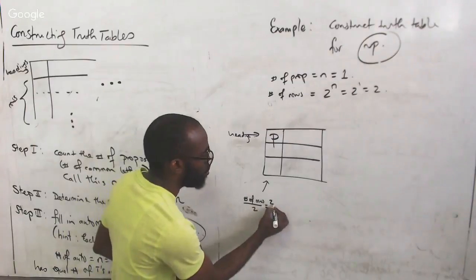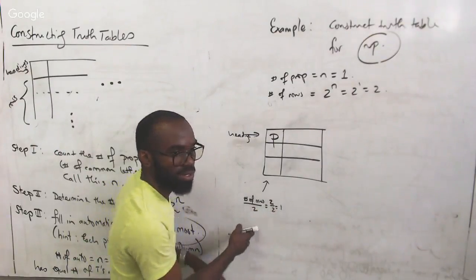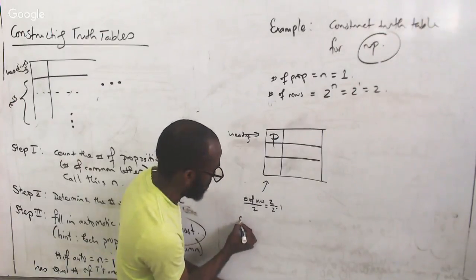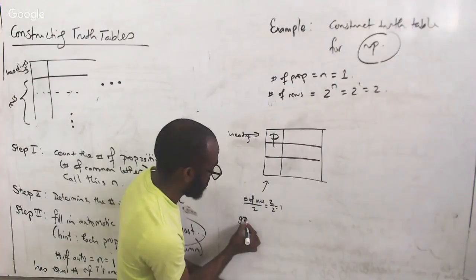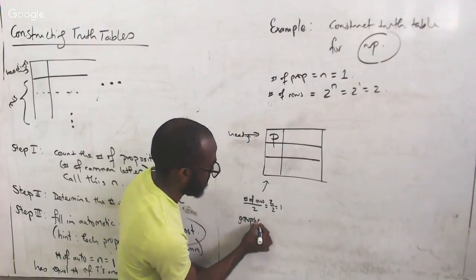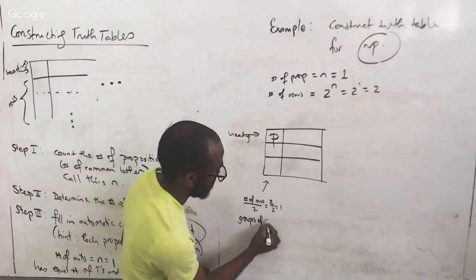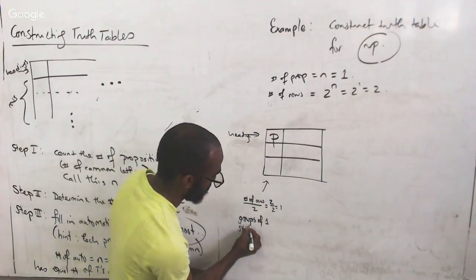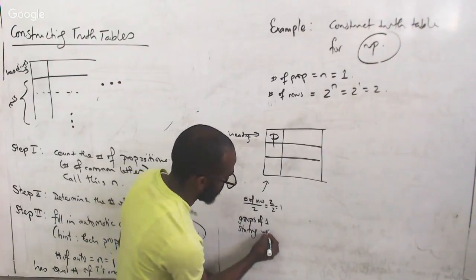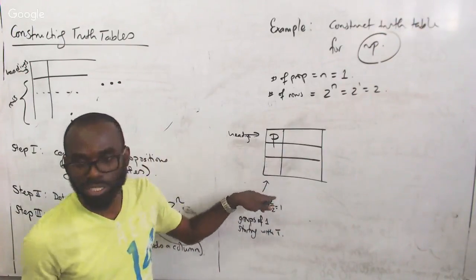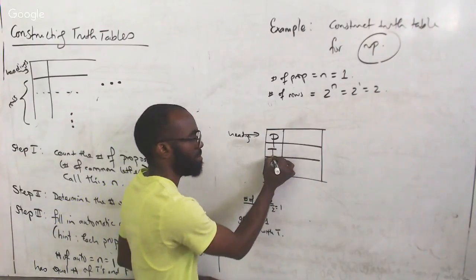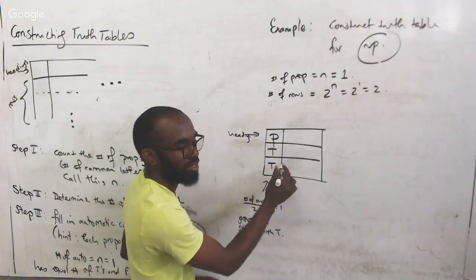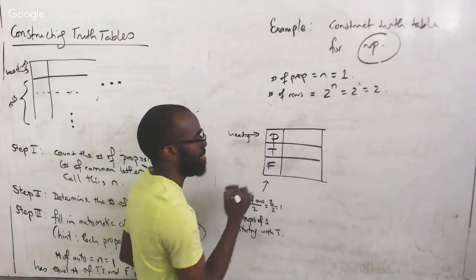Because I have 2 rows, what does that give you? It means I need groups of 1 starting with T. They will always start with T. So in this case, I have 1 T, and that's a group of 1, because if I put another T, that would be a group of 2. And it alternates. Okay?